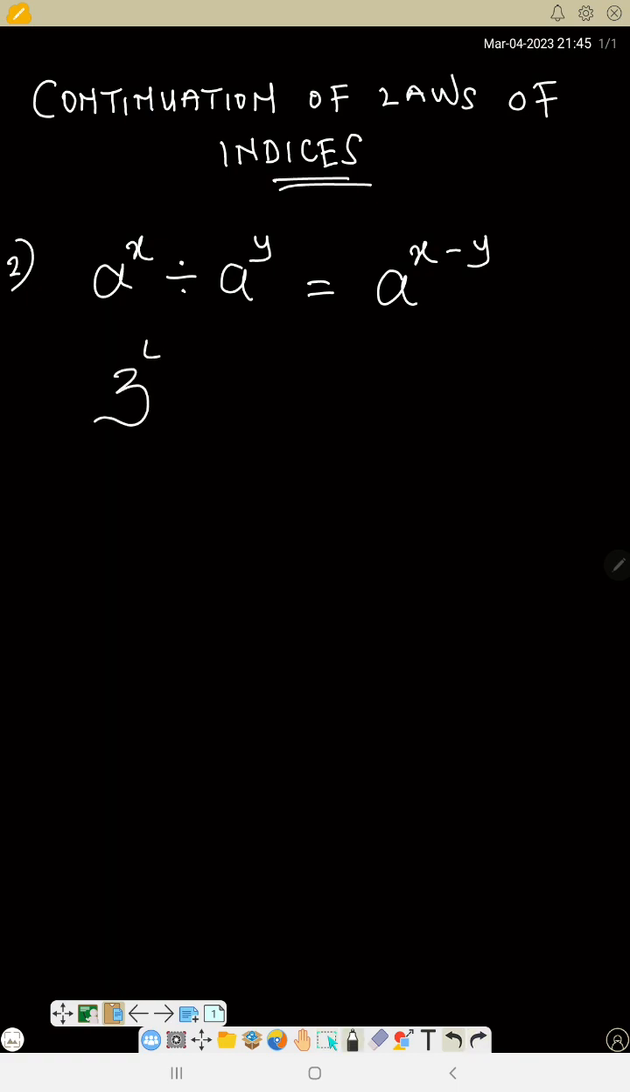So that means, for example, 3 raised to power 4 divided by 3 raised to power 2. Based on the law, this will be 3 raised to power 4 minus 2. So this is 3 raised to power 2.